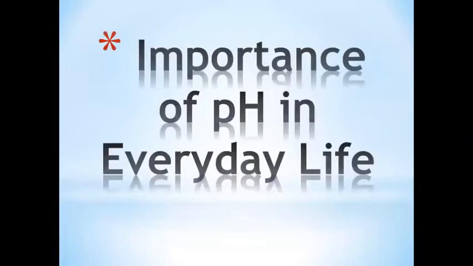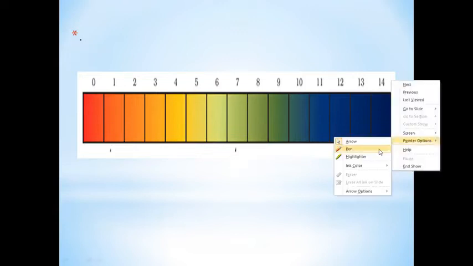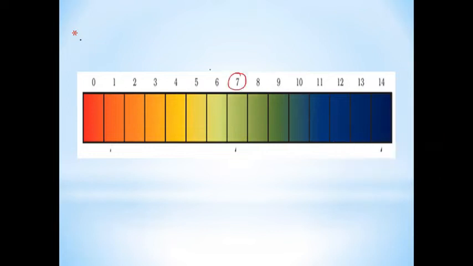Importance of pH. As you know, if the pH of solution is 7, then it is neutral solution. If it is less than 7, then it is acidic. If it is more than 7, then it is basic. pH is useful in checking the acidic and basic strength of solution. Apart from that, pH is useful to us in number of ways.